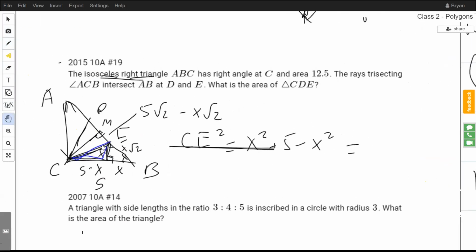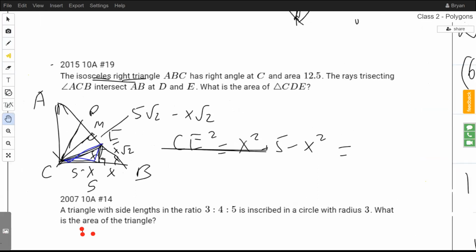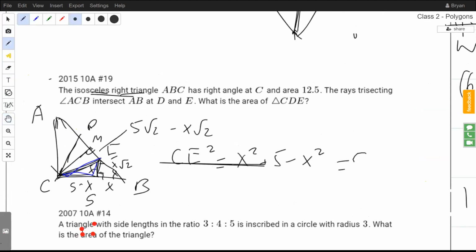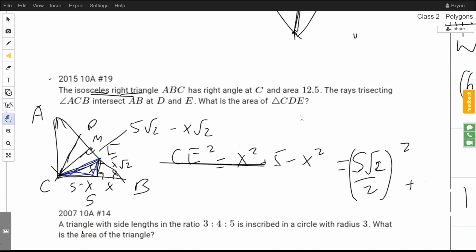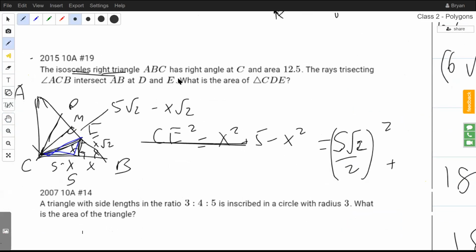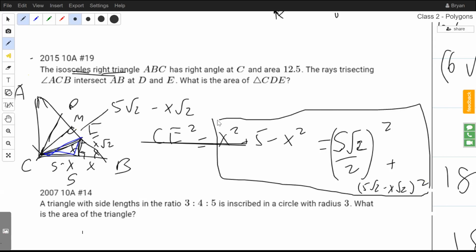But anyway, we also have another right triangle, with CE as the hypotenuse and CM as a leg. And this equals (5 root 2 over 2) squared plus (5 root 2 minus x root 2) squared. So now we can just omit CE squared and have one equation with one variable.